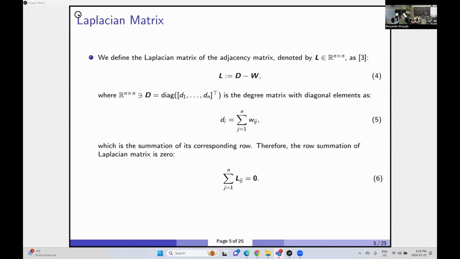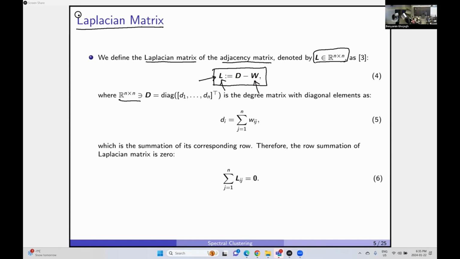So now the Laplacian matrix. We define the Laplacian matrix of the adjacency matrix, denoted by L. So where did we start from? We have a graph. This graph has some adjacency matrix, and this adjacency matrix has some Laplacian matrix. Okay? So we have the Laplacian matrix L, which is n by n. W was also n by n, D is also n by n. I talked about W already. L, I'm defining it here.